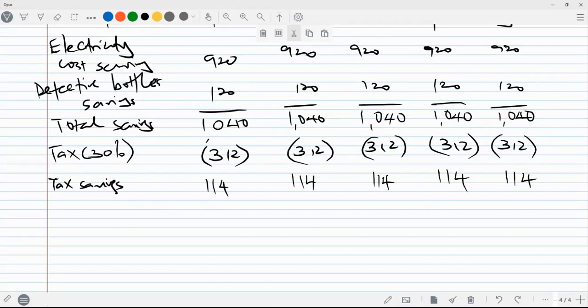There's no working capital, or is there? There's no working capital. So what is remaining? Scrap value.